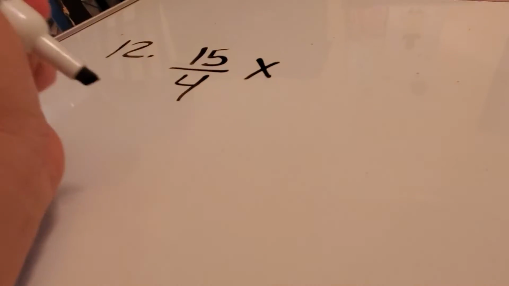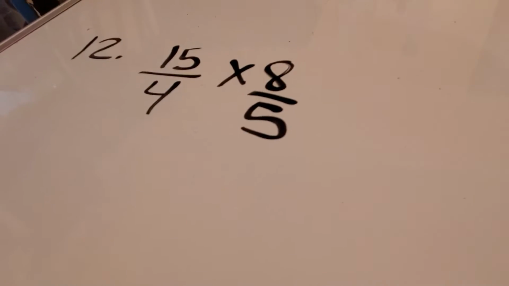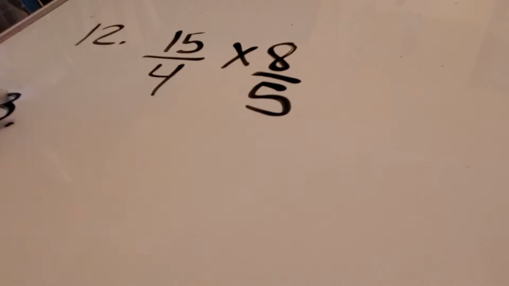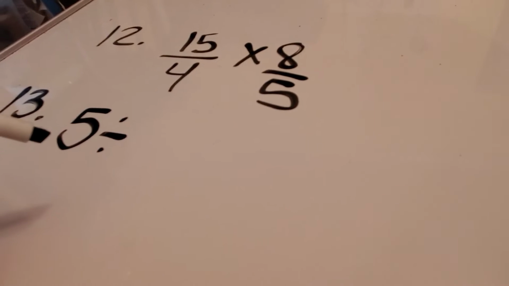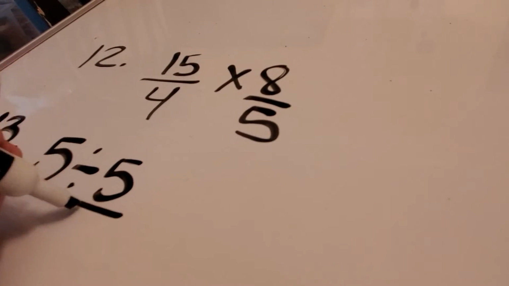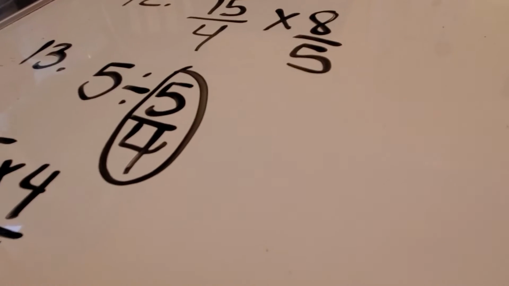Number 12. Remember, with multiplication with fractions, you do not have to get a common denominator. What do you do? You make those a mixed number. So for 12, that would be like saying 15/4 times 8/5. And look, you're going to be able to cancel and make your problem so much easier. On 13, that would be like saying 5 divided by, well, 1 1/4 is 5/4. And remember, we flip the second number. We make it multiplication and we flip it. Okay?